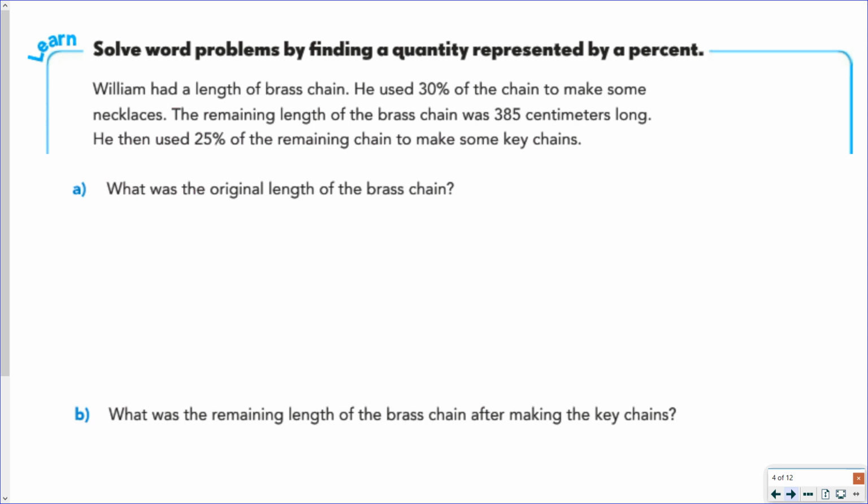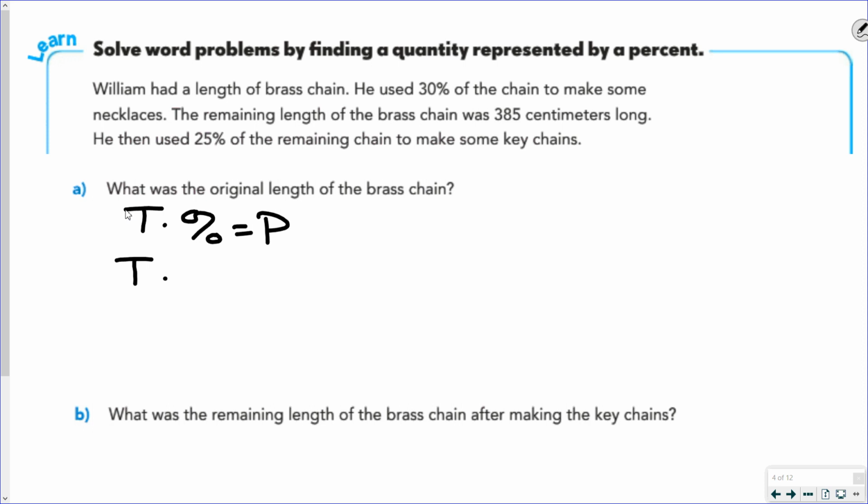So our next example here, William had a length of brass chain. He uses 30% of the chain to make some necklaces. The remaining length of brass chain was 385 centimeters long. He then used 25% of the remaining chain to make some keychains. So what was the original length of the brass chain? Well, this is a perfect one for our equation of total times percent equals part. And since we're looking for the original length of the brass chain, that would of course be our total. So we don't know what that is, so we'll keep the total as our variable t.